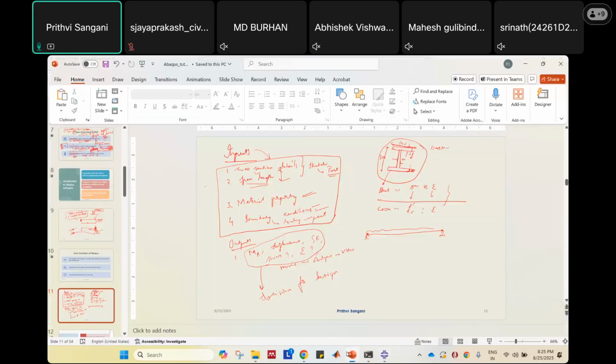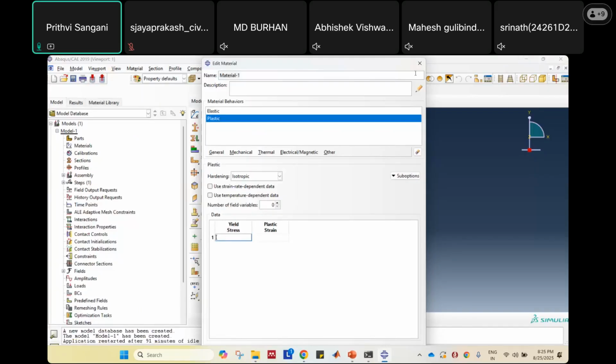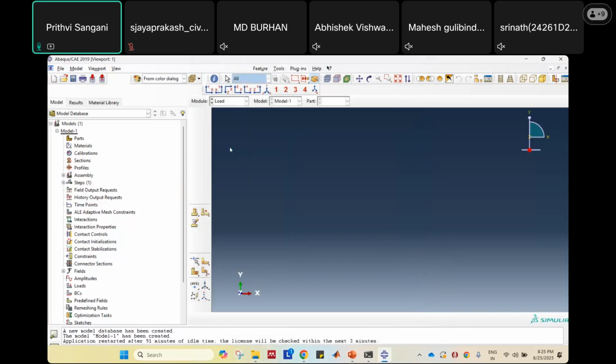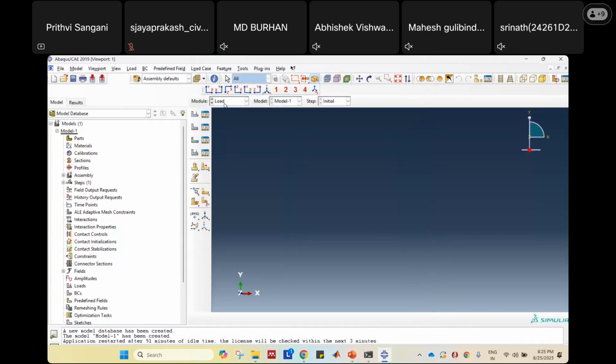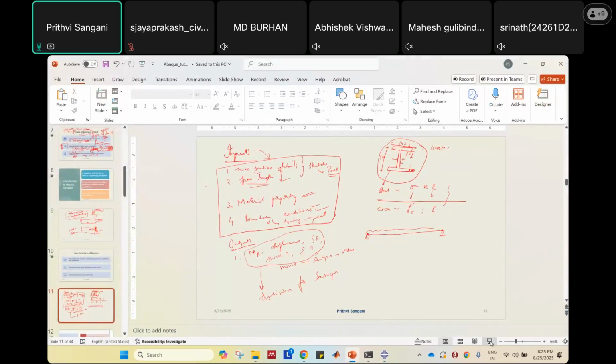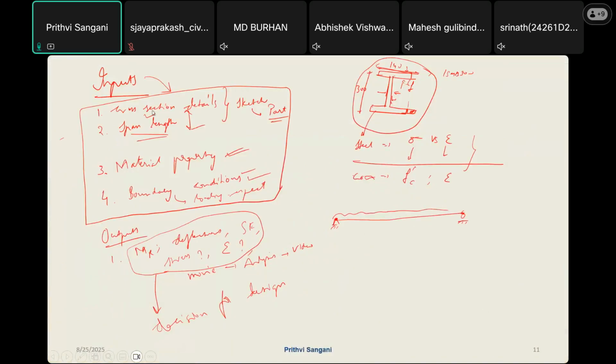And what is your third one? The other one is the boundary conditions. Once you do this, you can go directly into Load and then you can give your boundary conditions, which I'll be explaining in the subsequent classes. So again, I'll repeat what I was telling. First inputs which you need to ask for are cross section details, span length. Second one is material properties. Third one is boundary conditions.